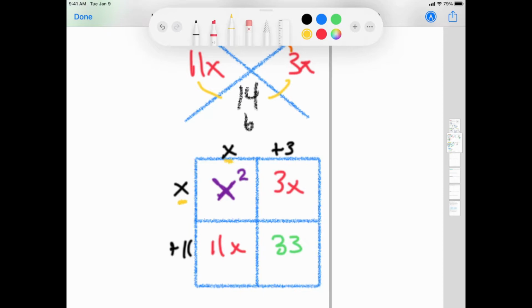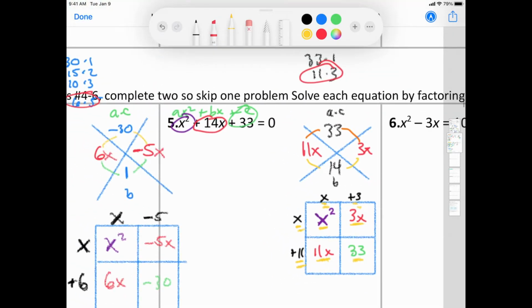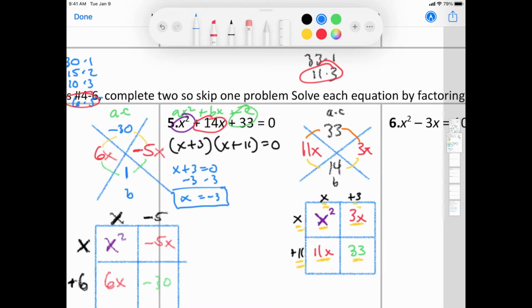X times x gives me x squared. X times 3 gives me 3x. X times 11 is 11x. 11 times 3 gives me 33. So when I factor this, this will give me x plus 3, x plus 11. Let's go ahead and set each of these equal to 0 now. Zero product rule. Subtract 3, this will give me x equals negative 3. That's where it crosses the x-axis, the x-intercept. And over here, we just subtract 11. You'll get x equals negative 11 is your answer.